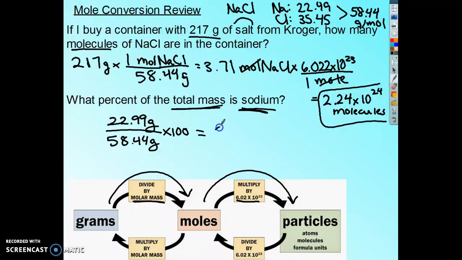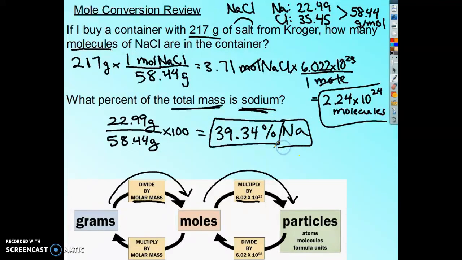Alright, so I've got 39.34% if we're using significant figures. Remember, we can ignore the 100 because that's just there to change the place value. So this is the percent of sodium in sodium chloride. Forgot to mention that. All right, and that is all we have for today.